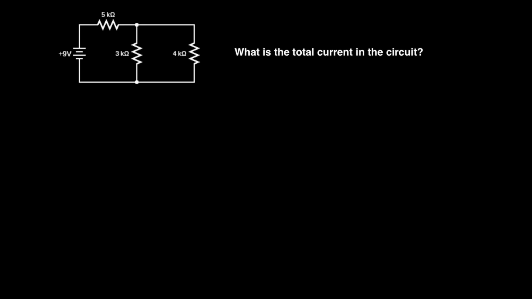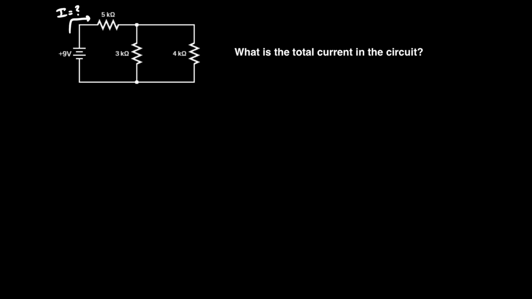In today's circuit problem, let's solve this 3-resistor network and figure out how much total current is flowing through the entire circuit. We're given a 9-volt DC power supply connected to a 5 kilo ohm resistor. After that, the circuit splits into two branches, one with a 3K resistor and the other with a 4K resistor. These are in parallel and the entire combination is in series with the 5K resistor.